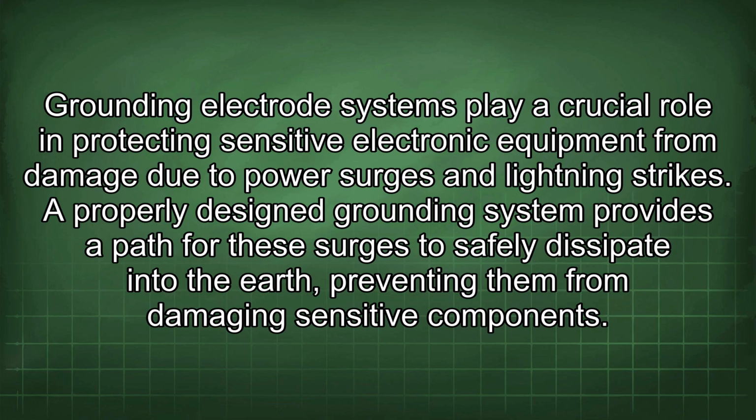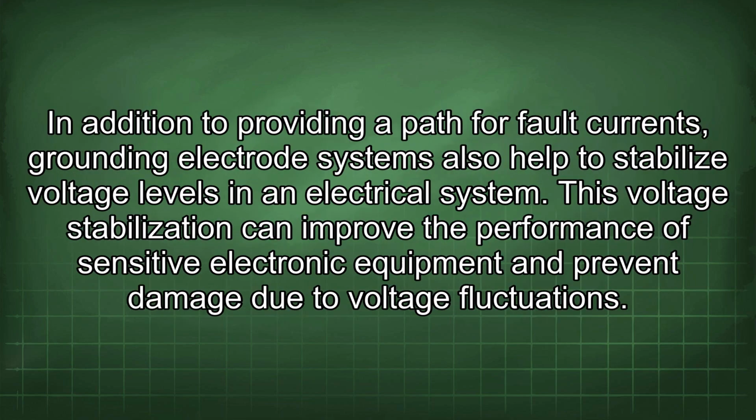and lightning strikes. A properly designed grounding system provides a path for these surges to safely dissipate into the earth, preventing them from damaging sensitive components. In addition to providing a path for fault currents, grounding electrode systems also help to stabilize voltage levels in an electrical system. This voltage stabilization can improve the performance of sensitive electronic equipment and prevent damage due to voltage fluctuations.